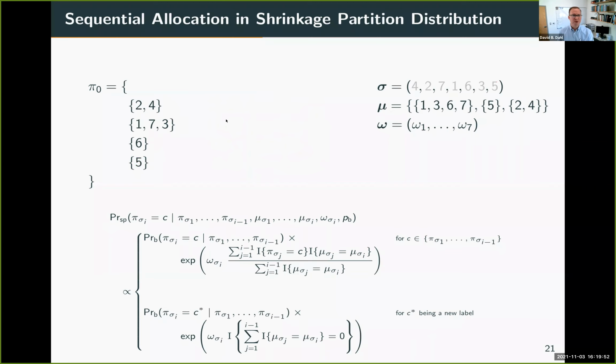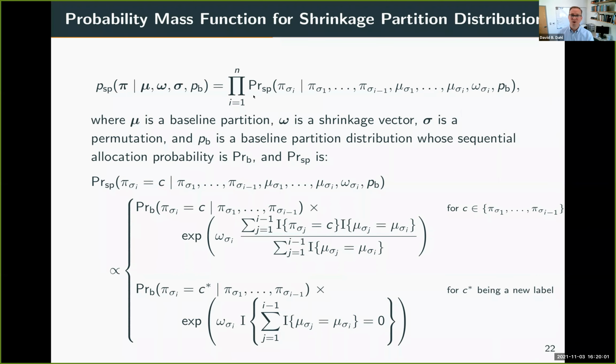The point is that we end up having some partition which is allocated according to these allocation probabilities, for which we can then compute the allocation probabilities and take the product of them, and then we have the probability mass function evaluated for that particular partition.